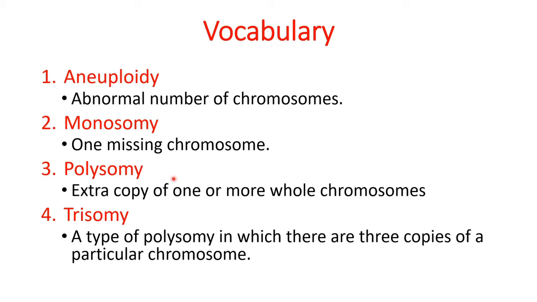Then we have polysomy. Polysomy means there's an extra copy of one or more whole chromosomes, so instead of 46, you have 47 chromosomes. And finally, we have trisomy. A trisomy is a type of polysomy in which there are three copies of a particular chromosome.